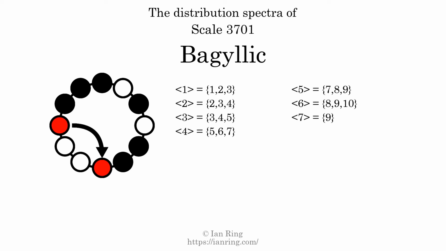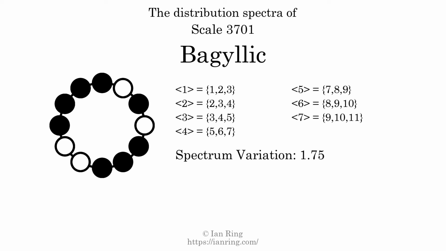9 semitones, 10 semitones, and 11 semitones. The spectrum width of this generic interval is 2. The spectrum variation is the sum of all the widths, divided by the number of tones. The spectrum variation of this scale is 1.75.